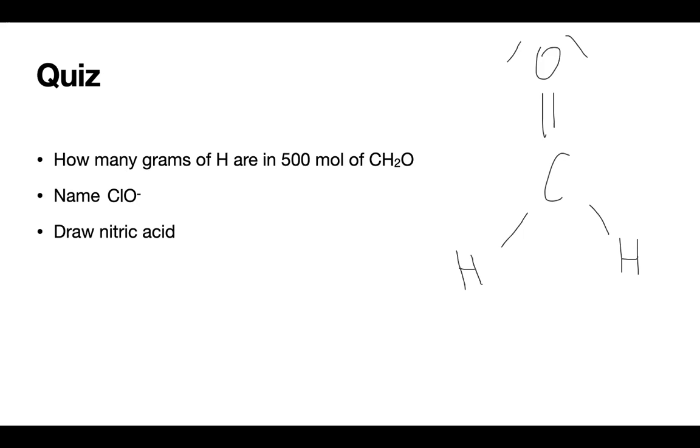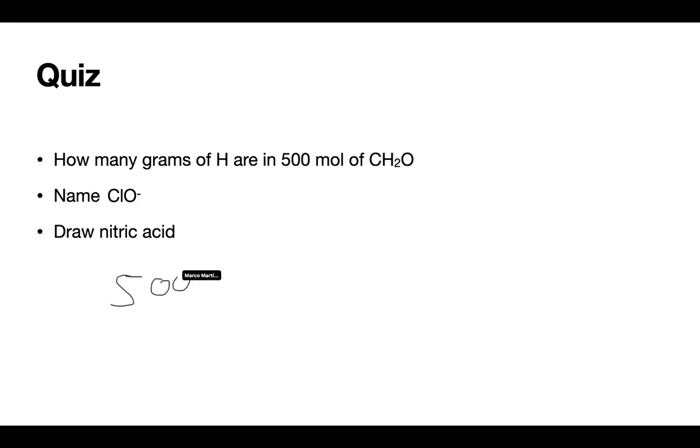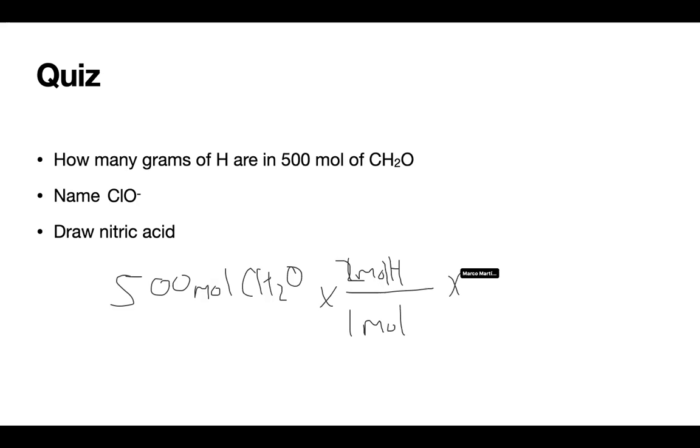Basically, let me just draw it out for you guys. So let's go ahead and do the math. We have 500 moles of our CH2O. And we know that for every 1 mole of that, we get 1 mole of H. No, 2 moles. And we know that every mole of hydrogen weighs 1 gram.